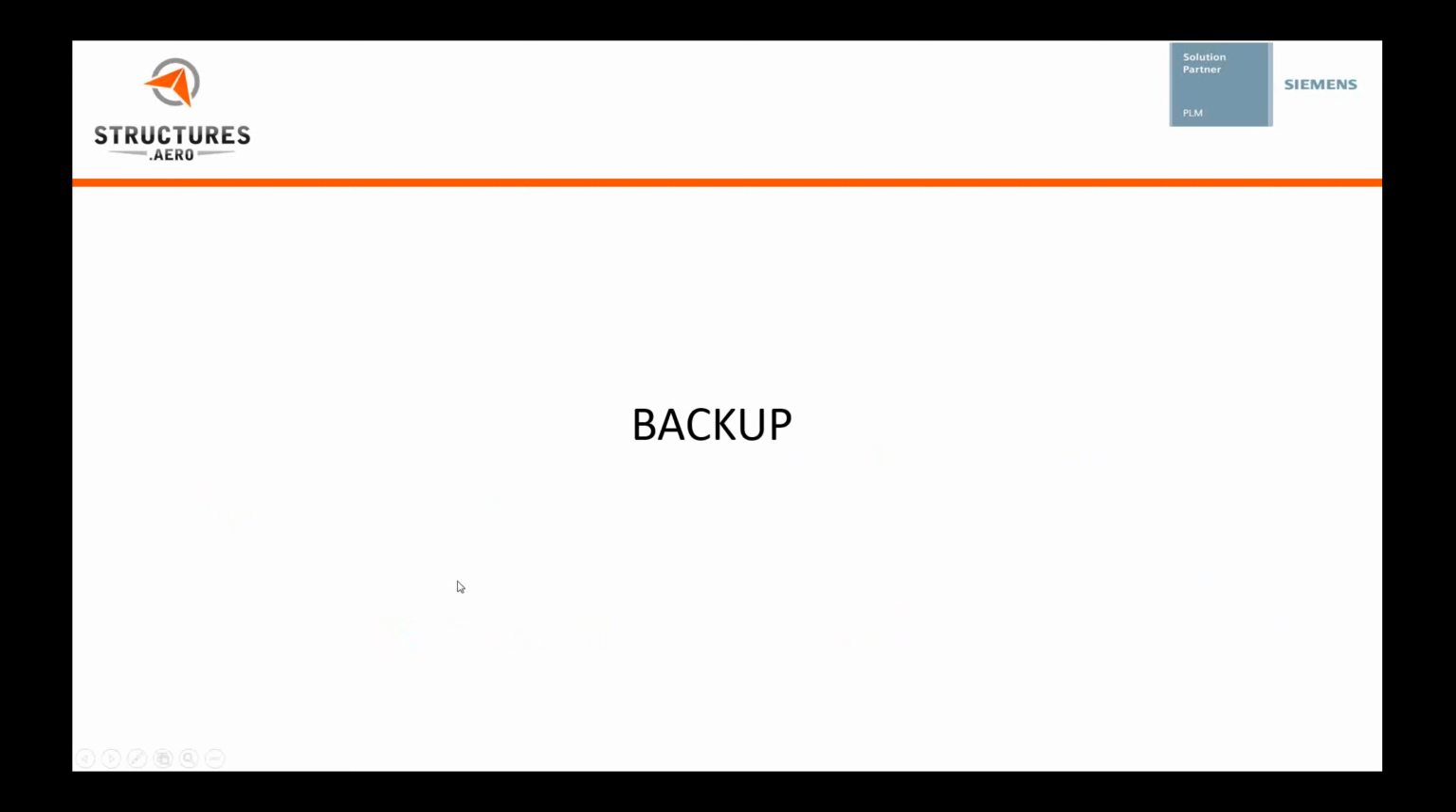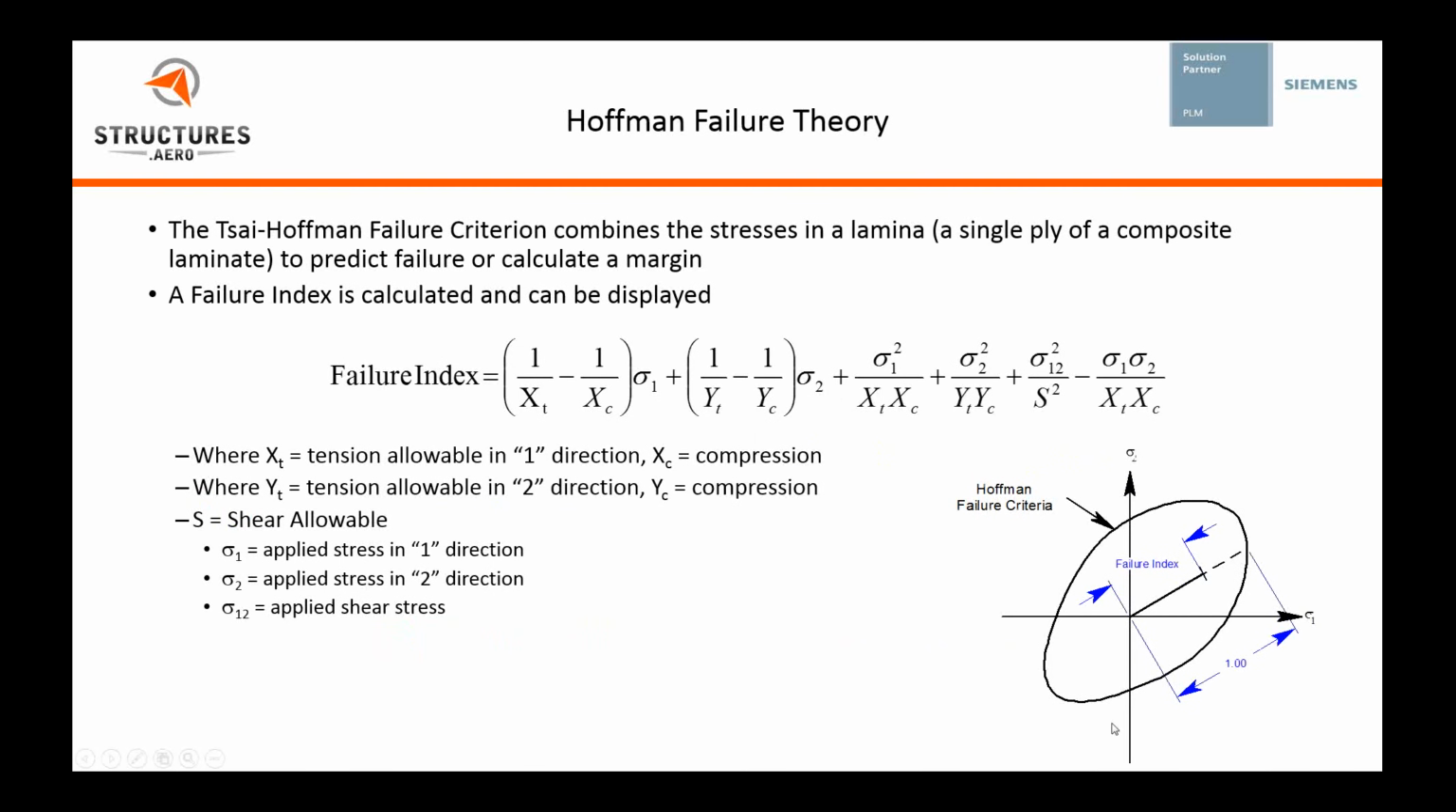If I go forward into the backup structure, the Hoffman failure criteria is an ellipse type failure envelope. Max failure theory basically is a square, and is used occasionally depending on what your layups look like.